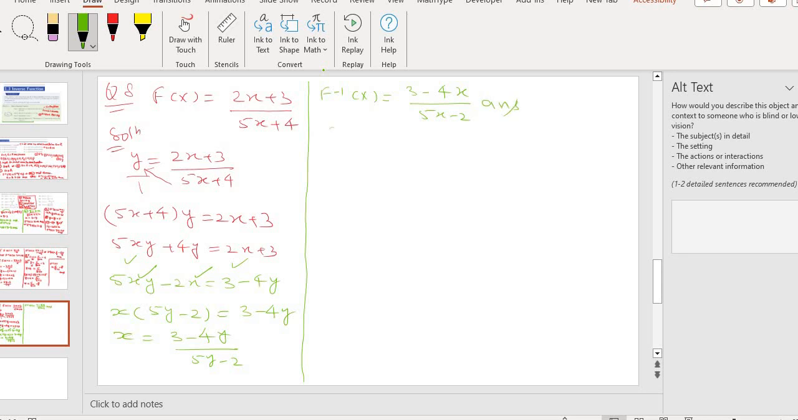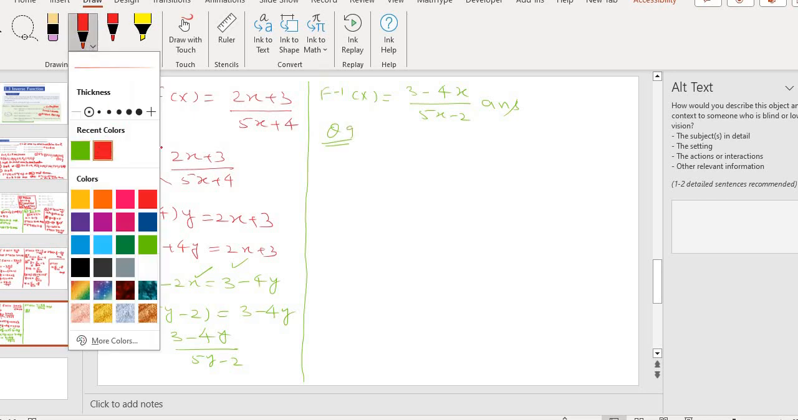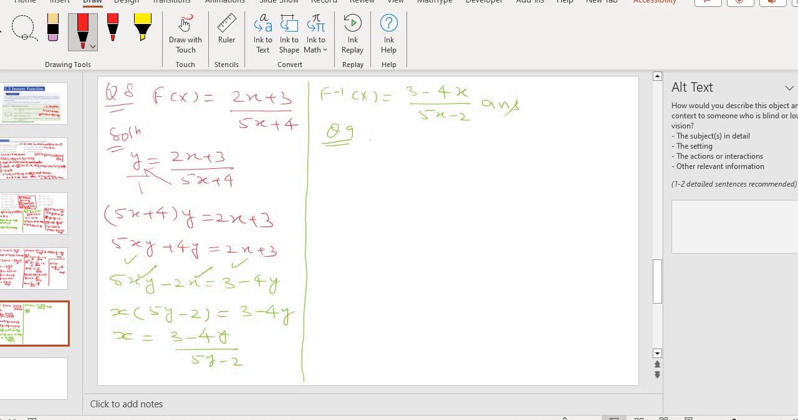Question number 9. f(x) equal to 2 plus square root of (x - 4). What you have to do, first step is to replace f(x) with y. Now replace it here, so we get y minus 2 is equal to square root of (x - 4).